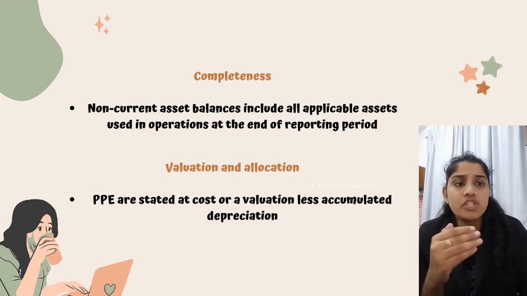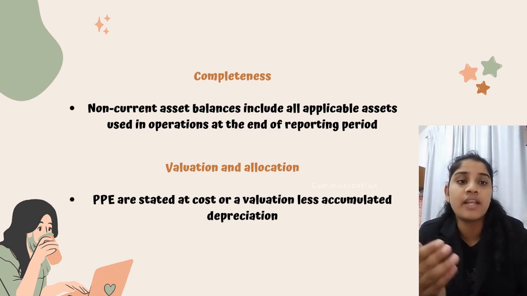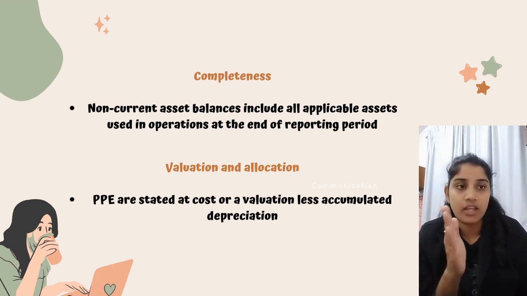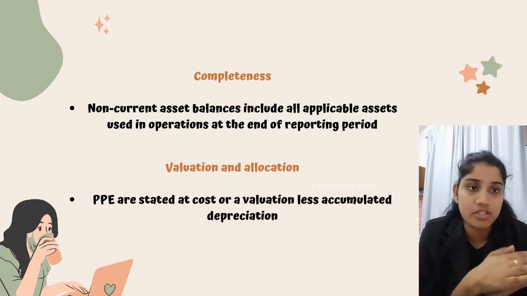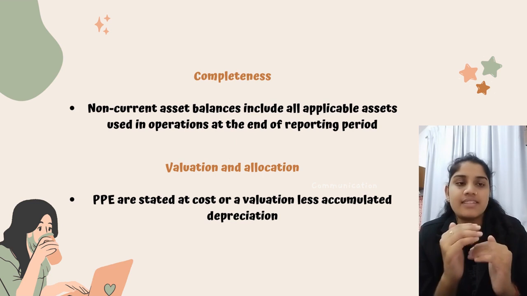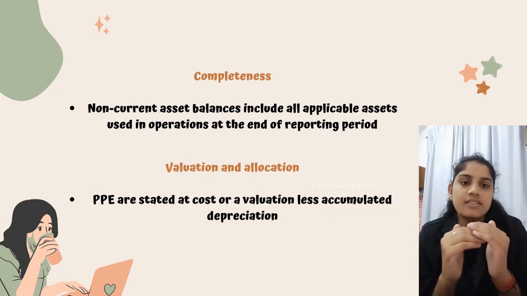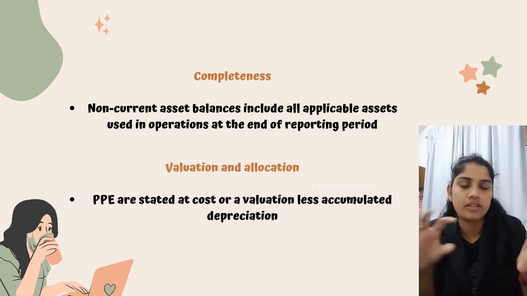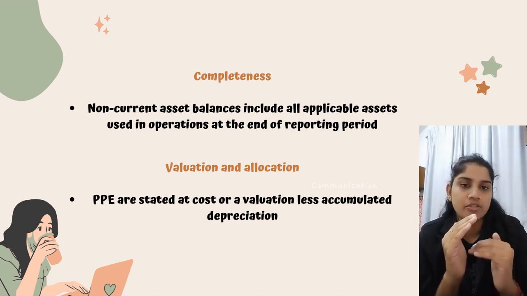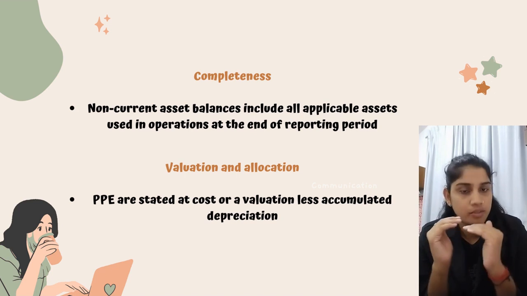Next is valuation and allocation, which is that plant, property, equipment are stated at cost or valuation less accumulated depreciation. This means once it's recorded under the accumulated depreciation, the plant, property, equipment should start at cost and value less the accumulated depreciation. So this is what happens throughout the plant, property, equipment period, which is always the depreciation. The accumulated depreciation is less than the cost value of the plant, property, equipment.